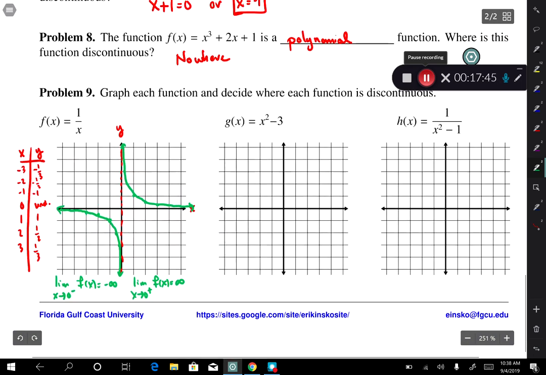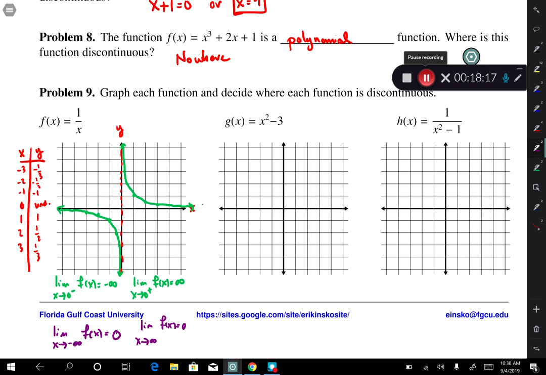And then I can also say a few more things using limits. I can say that the limit as x approaches -infinity of f of x is 0, and that's because the y values are getting closer and closer and closer to 0 as x approaches -infinity. And I can also say that the limit as x approaches infinity of f of x is 0, because as x gets really large, the y values are getting closer and closer and closer to y equals 0.